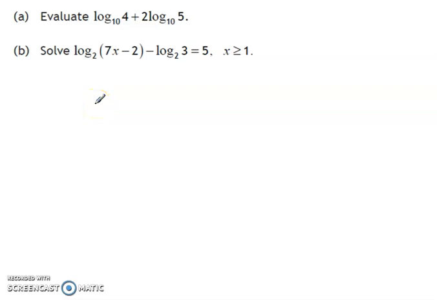Here we're covering the 2019 Higher paper. This is paper 1 and it's question 14 in that paper. Now this question focuses on logarithms and exponentials, but particularly logarithms themselves. Before we approach a question like this, we need to remember all the rules associated with logarithms.